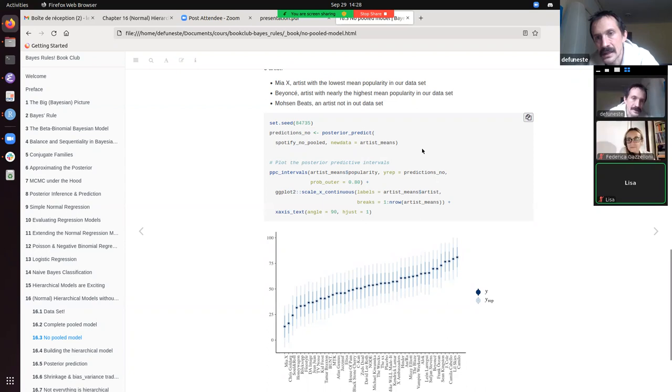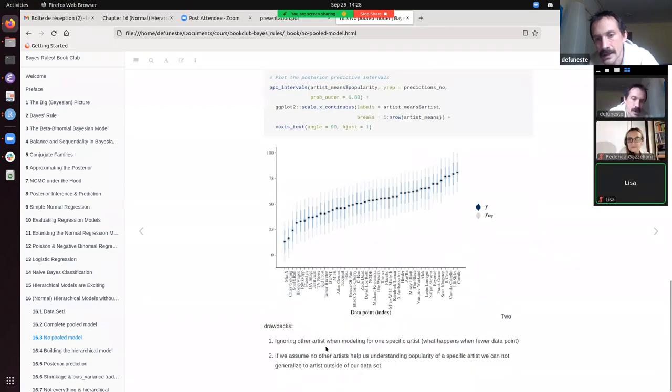But technically the drawback is we are ignoring information from other artists, and some artists have a low number of songs. For example, Mia X just has 4 songs and some have 40. So we are losing a part of information by doing that, by losing this information on how the popularity of a song can be explained, let's say.